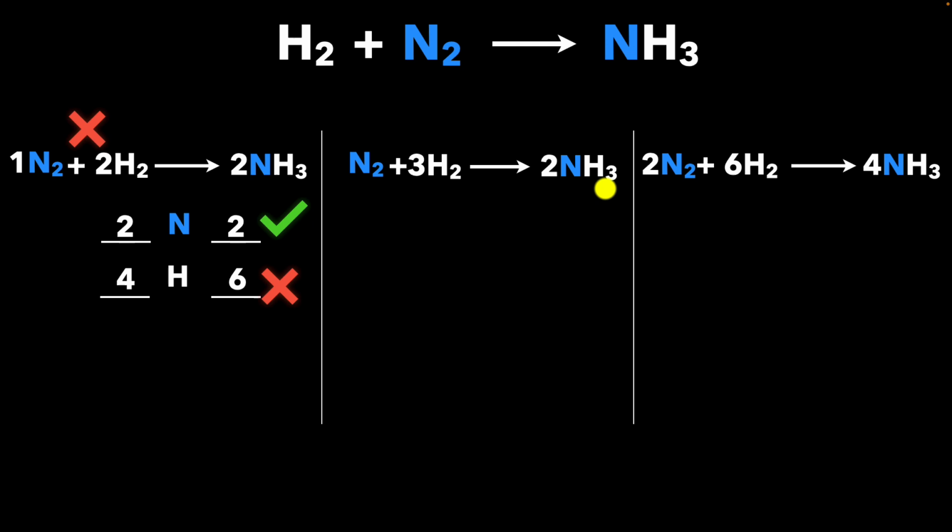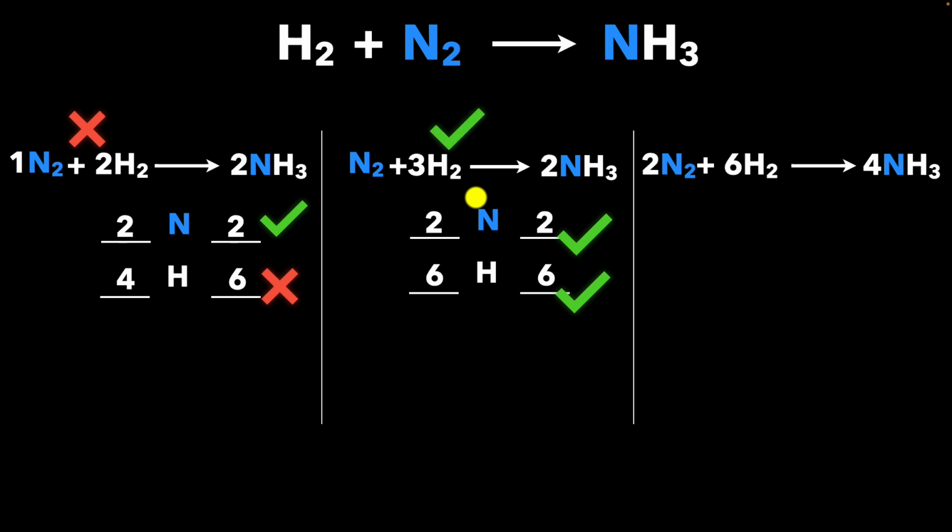Feel free to pause the video and try it on your own if you want, but let's check. For nitrogen, well, we have 1 times 2, and on the right side, we have 2 times 1, so that works out. What about hydrogen? Well, we have 3 times 2 on the left, 6, and 2 times 3 on the right, 6. So hydrogen also works out. This chemical equation is balanced. Okay, what about this one?